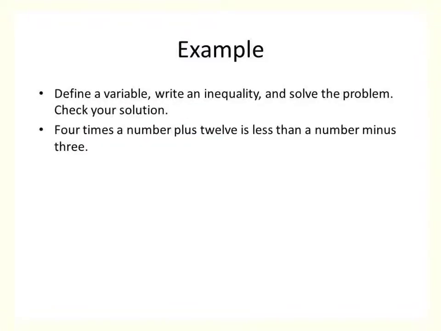All right, so for this example, we're asked to do a few things. We're asked to define a variable, write an inequality, solve the problem, and then check our solution. So 4 times a number plus 12 is less than a number minus 3. And it's the same number on both sides because notice it doesn't say a different number. So if we define our variable, let's say x is a number. Okay, so how do we write this inequality then? 4 times a number plus 12 is less than a number minus 3.